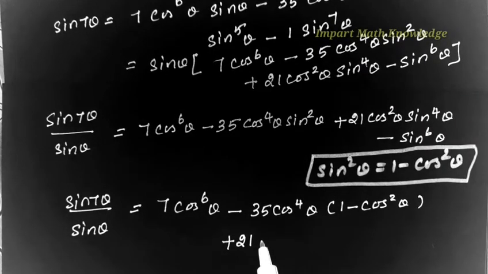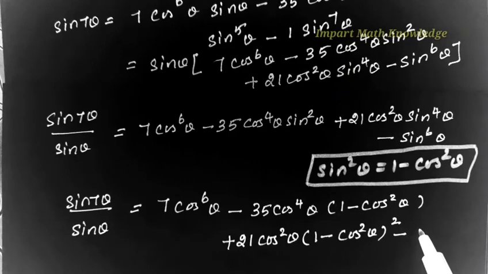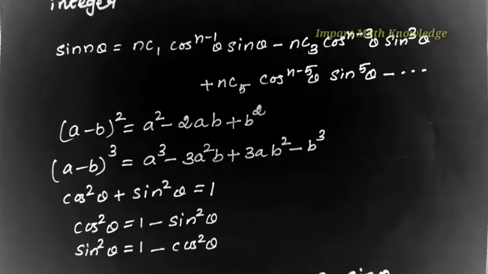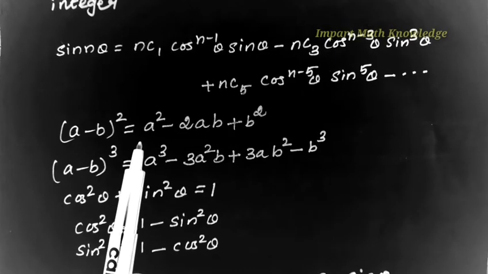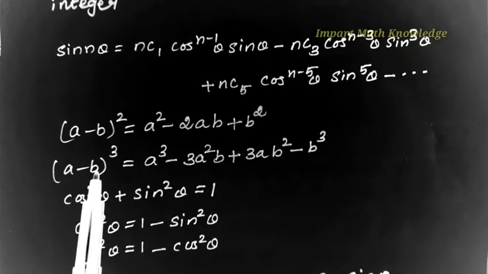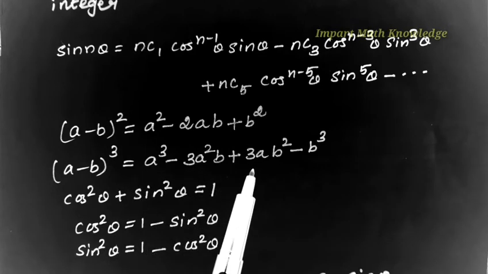plus 21 cos²θ. Sin⁴θ can be written as (1 minus cos²θ) whole square, minus sin⁶θ can be written as (1 minus cos²θ) whole cube. Now apply these formulas. (a minus b) whole square is a² minus 2ab plus b². (a minus b) whole cube formula is a³ minus 3a²b plus 3ab² minus b³.